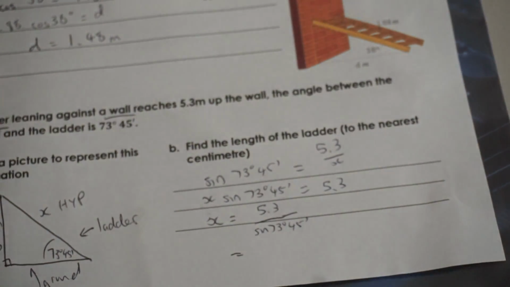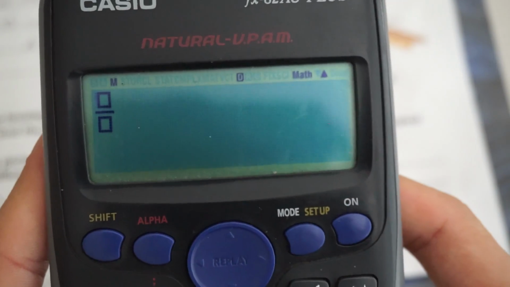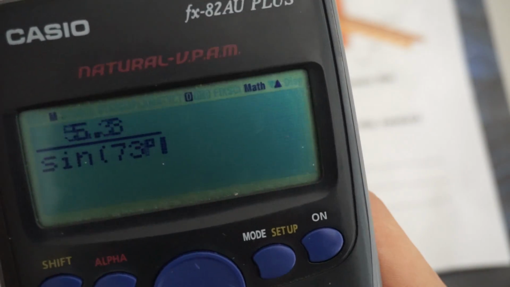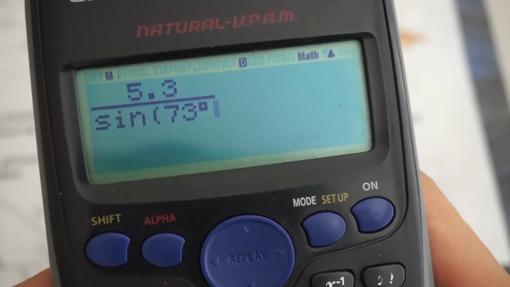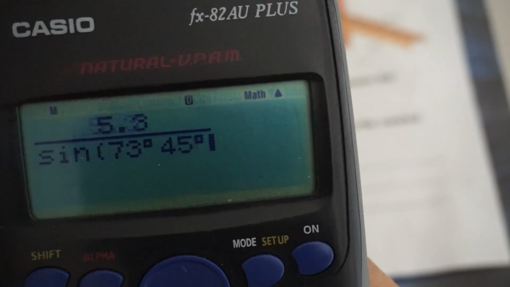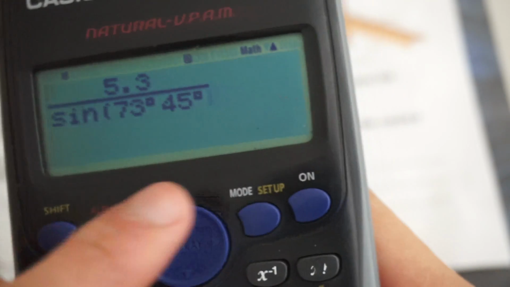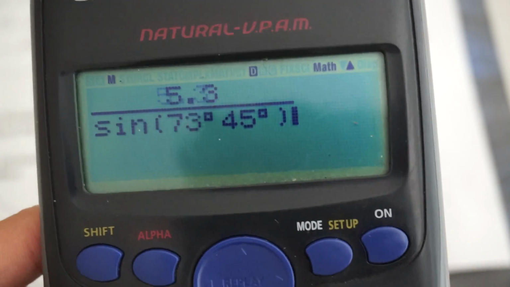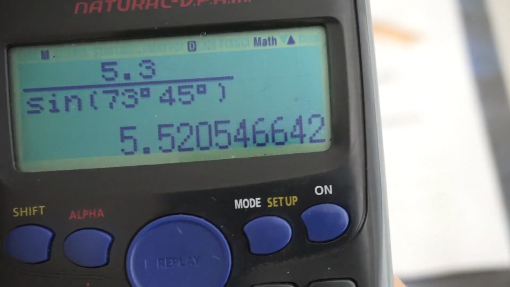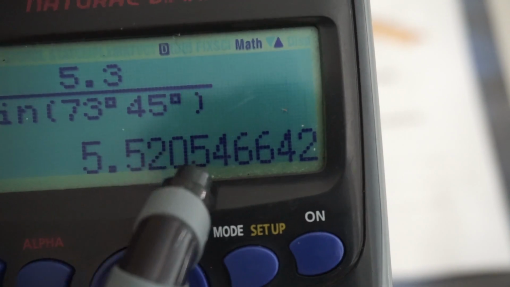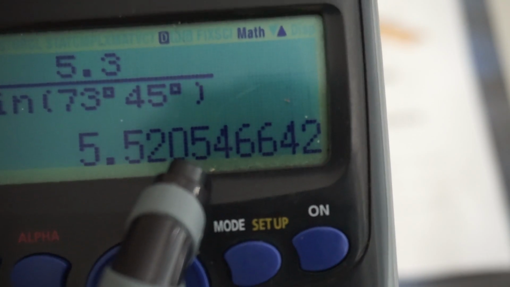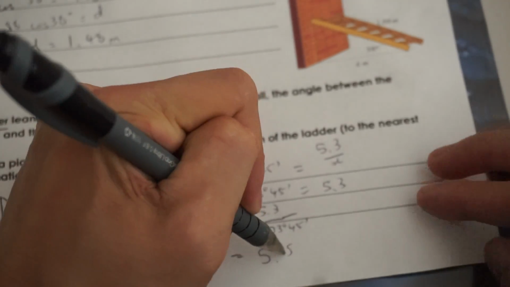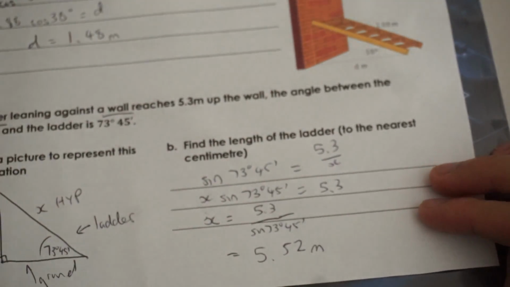Let's just calculate that value now. So that's 5.3 divided by sine 73. Remember to put degrees; I can push this, but if I push that same button again, it will give me minutes. Even though the icon looks the same, this reads as 73 degrees and 45 minutes by the calculator. And that value is 5.52, and to the nearest centimeter, we look at the first two decimal places and the one afterwards, it's a 0, so we just keep it as 5.52. So that's 5.52 meters to the nearest centimeter.